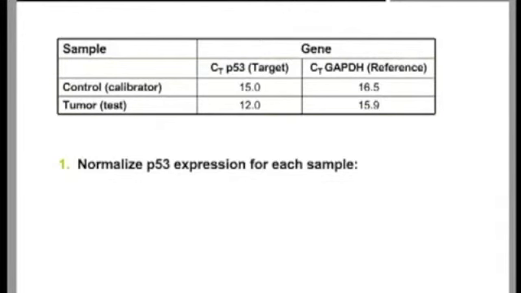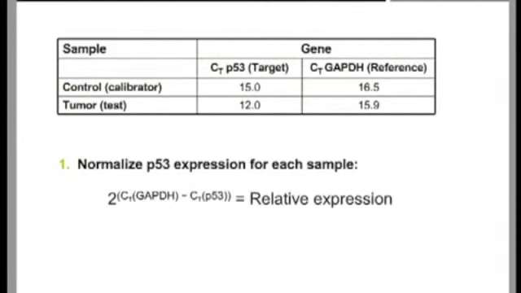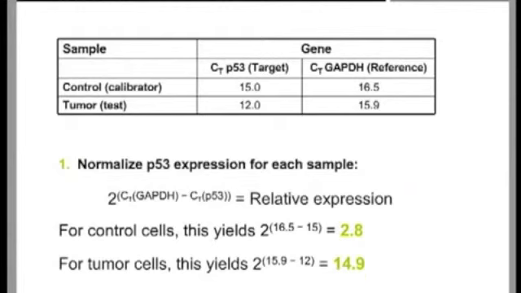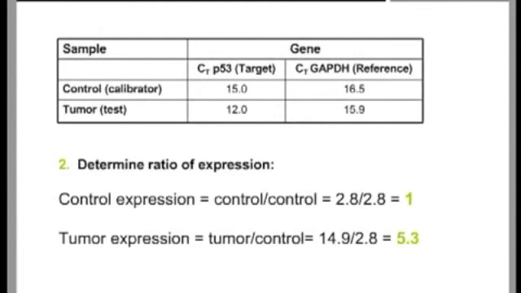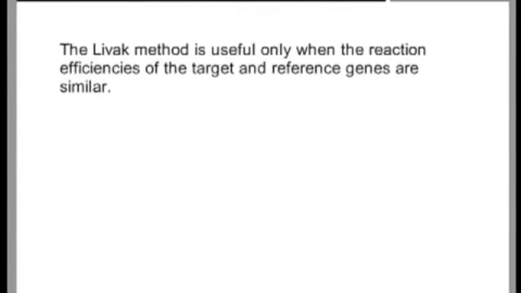Using the same genes, sample types, and CT values we used to demonstrate the Livak method, we first determine the relative expression of the two genes for each sample using this equation. For the control cells, this yields a value of 2.8, and for tumor cells, a value of 14.9. These values represent the expression of p53 relative to GAPDH in both samples. At first, these values appear to be very different to those we determined using the Livak method. However, a quick evaluation of the ratio between the two sample types reveals that the two methods generate the same results.